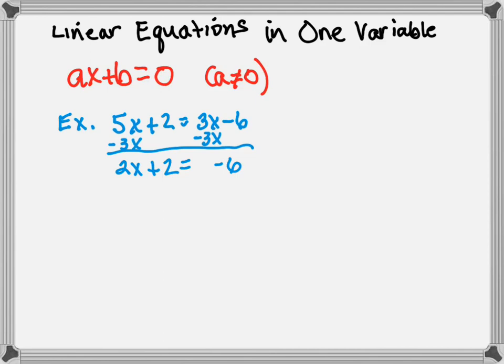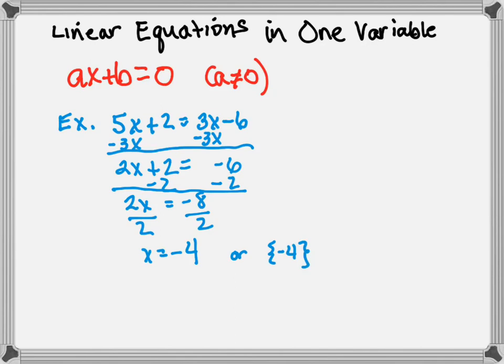But let's go ahead and solve this and subtract 2 from both sides instead. 2x equals negative 8. Divide both sides by 2, x equals negative 4. So this is one way of writing the solution. You may also see it as the set containing negative 4. So this is considered a solution set.